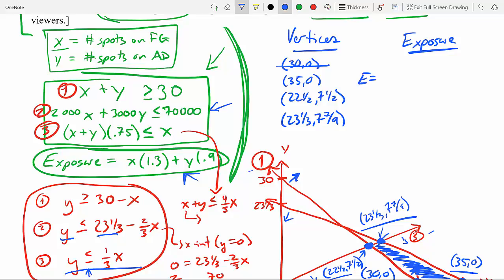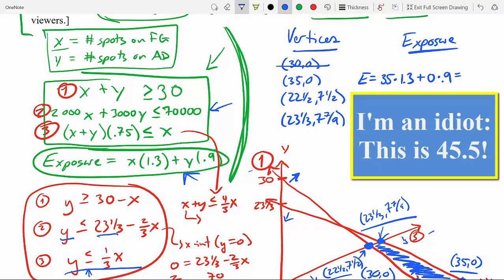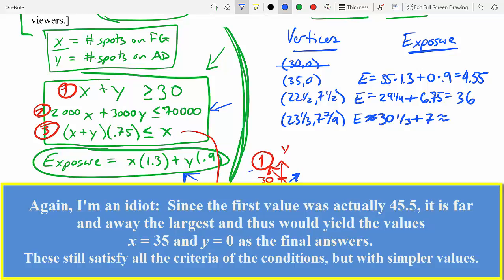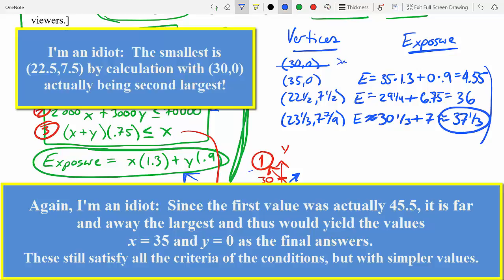So E is equal to 35 times 1.3 plus 0 times 0.9. So 45.5. So this is about equal to 37 1/3, which is definitely the largest of these vertices. The smallest we can assume would be that one.